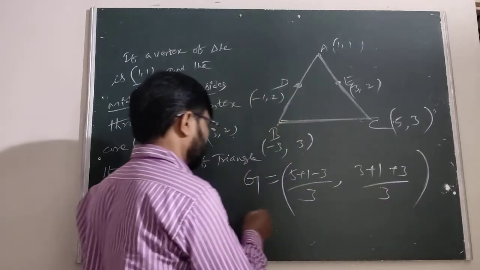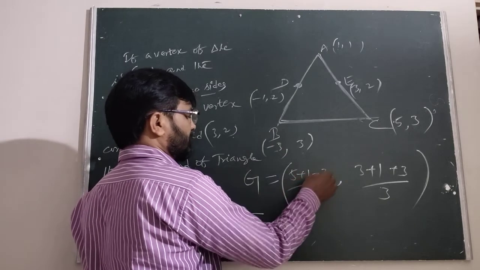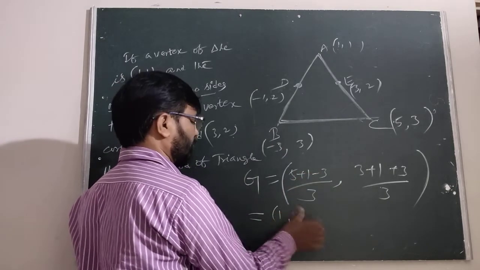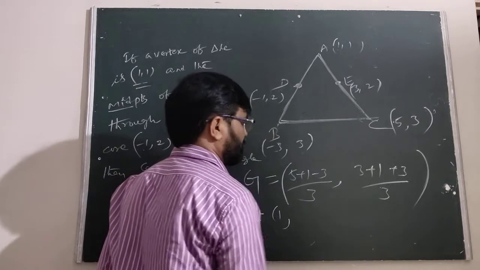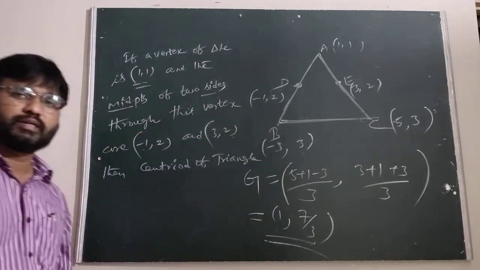Now this is 5 plus 1 is 6, 6 minus 3 is 3, 3 by 3 is 1. Then 3 plus 3 is 6, so this is 7 by 3. This is the centroid of the triangle. Is it clear?